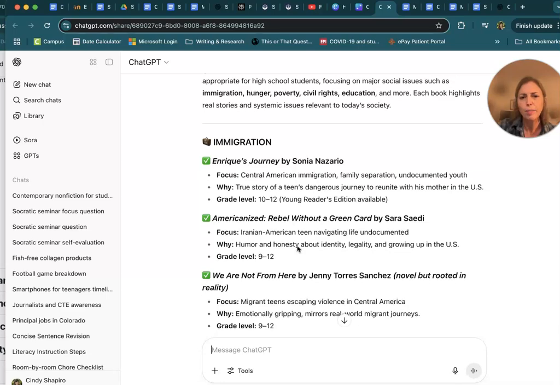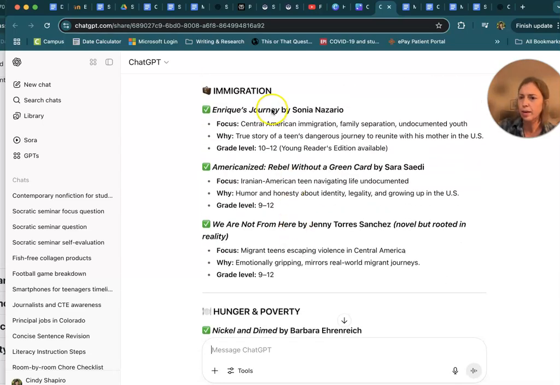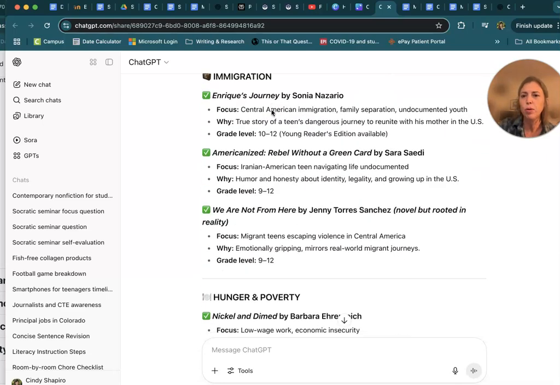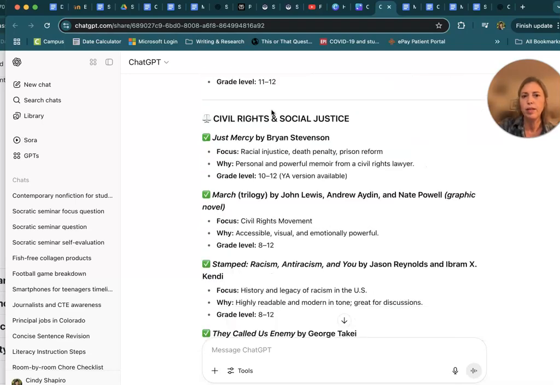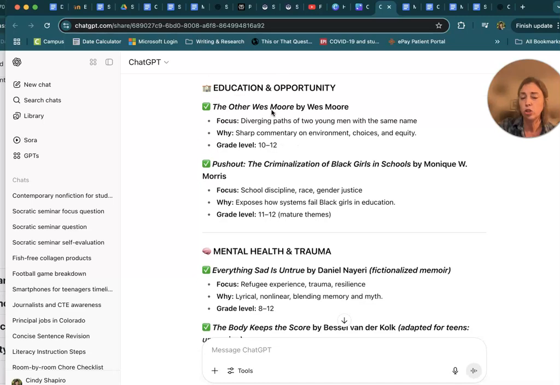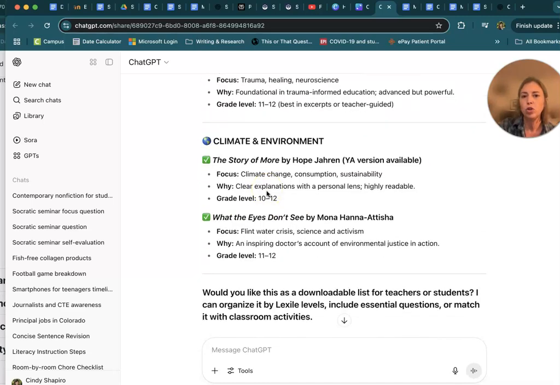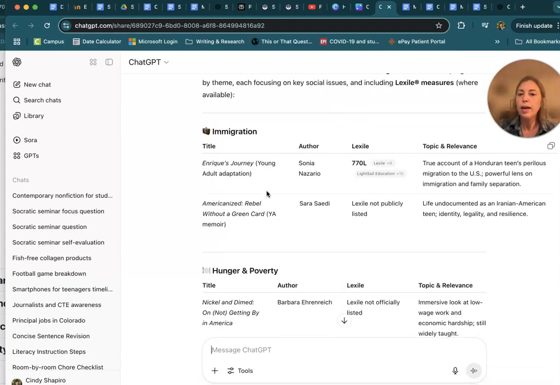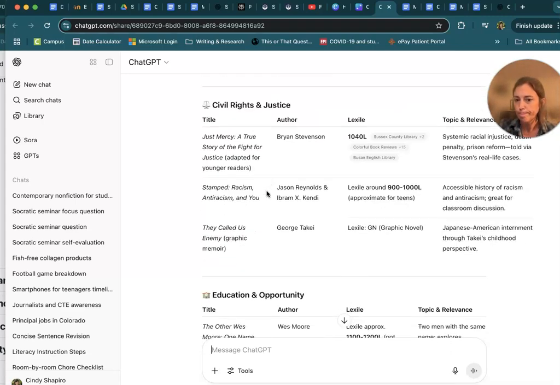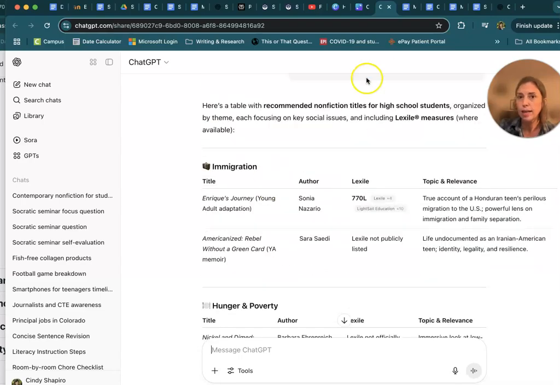Anywho, I'm getting too much into the weeds on that, but then I asked ChatGPT, what are my major topics? Give me some. Immigration, hunger and poverty, civil rights and social justice, education opportunity, mental health trauma, climate and environment. Okay? So anyway, then I asked for Lexile levels and so on. And that's that. That's my list.